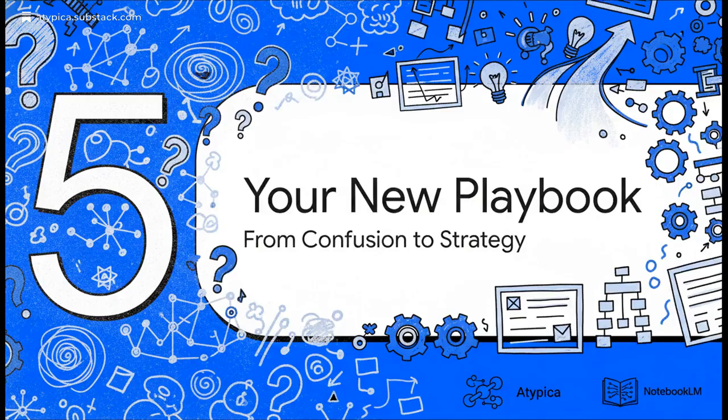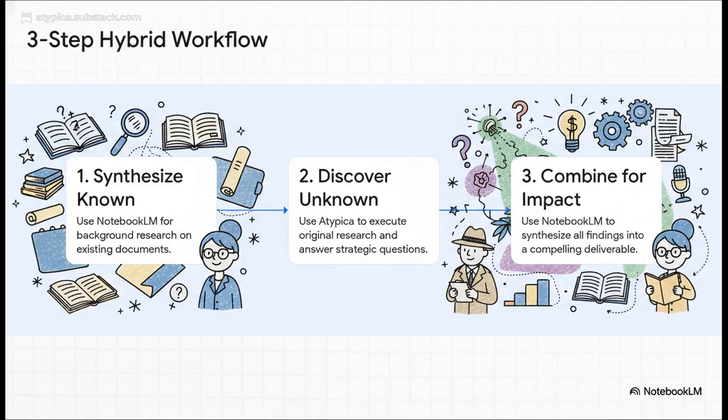So what does this all mean for you? Let's take everything we've just learned and boil it down into a simple, actionable playbook that can take you from confusion to a rock-solid strategy. Here it is, your new 3-step hybrid workflow. It's so simple. Step 1, synthesize what you already know with NotebookLM. Step 2, go discover what you don't know with Atypica. And step 3, combine all of it, the old and the new, with NotebookLM to create one final, super impactful report. It's librarian, then detective, then librarian again.